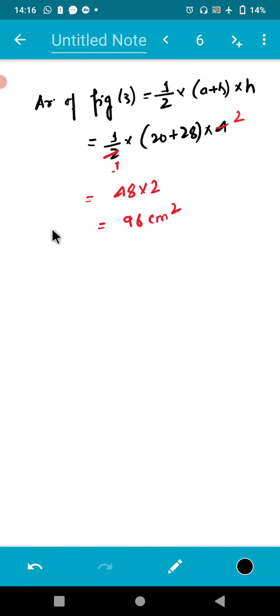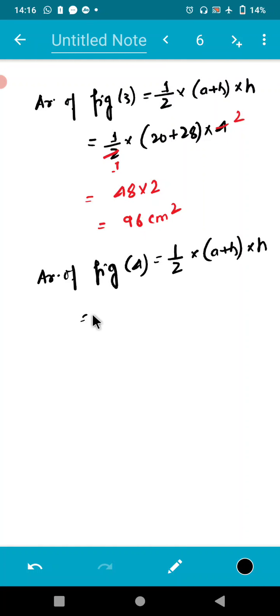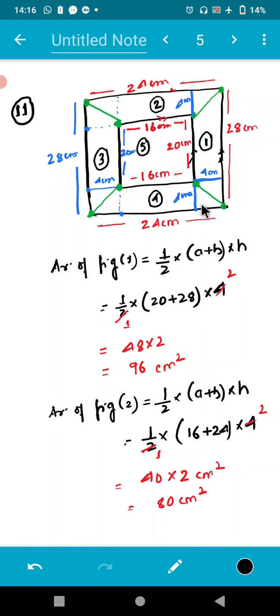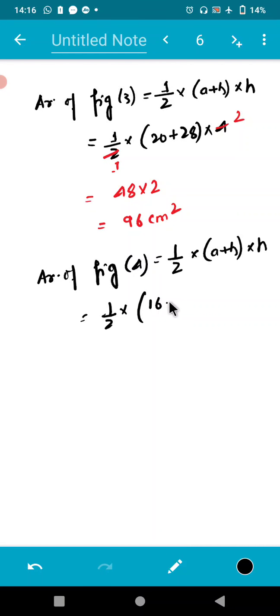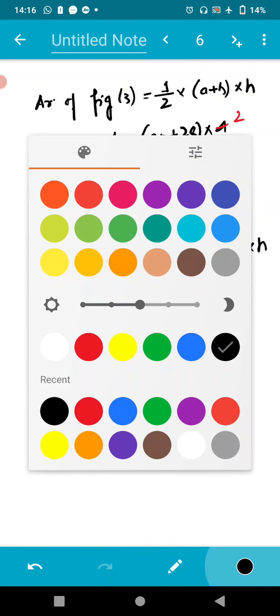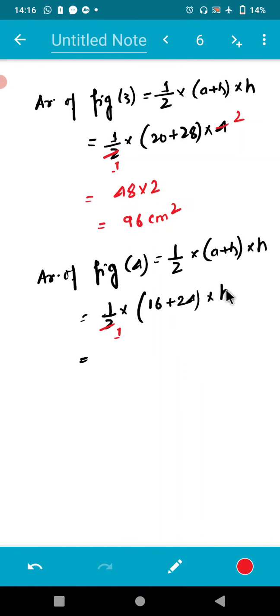Now, let us get the area of figure 4, which is also a trapezium. So, half into a plus b into height. Now, let us see the parallel sides' dimensions, 16 and 24. So, we will write 16 plus 24 and height is similar to all the figures. Now, we will reduce this, 2 ones are 2, sorry, this would be 4 and 2 twos are 4. So, this would be 40 into 2 centimeter square, so this is 80 centimeter square.